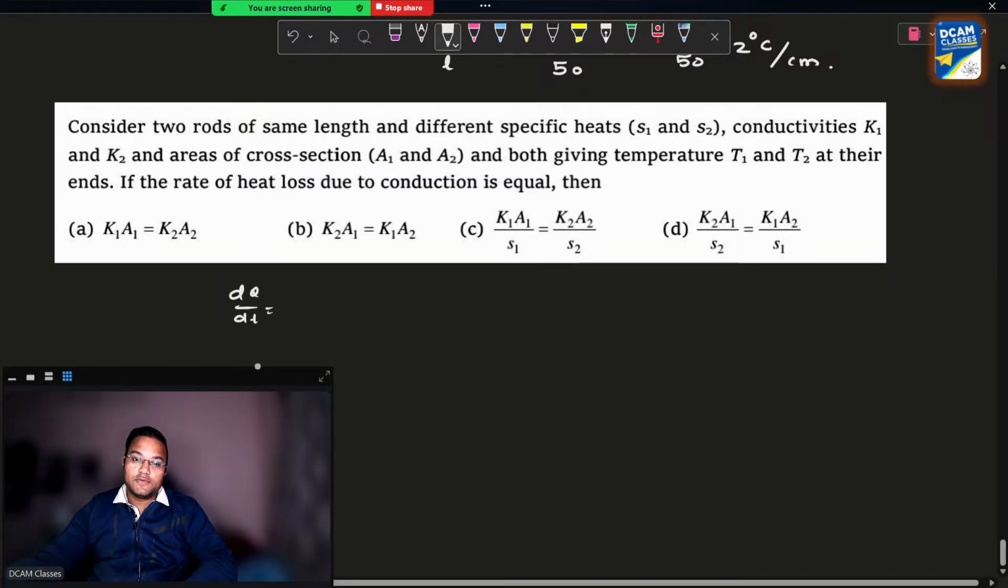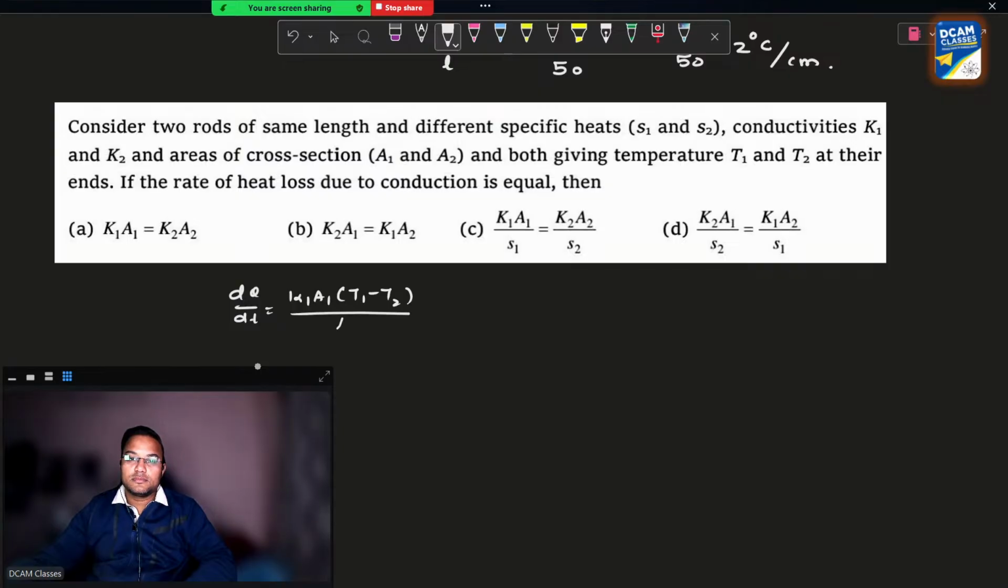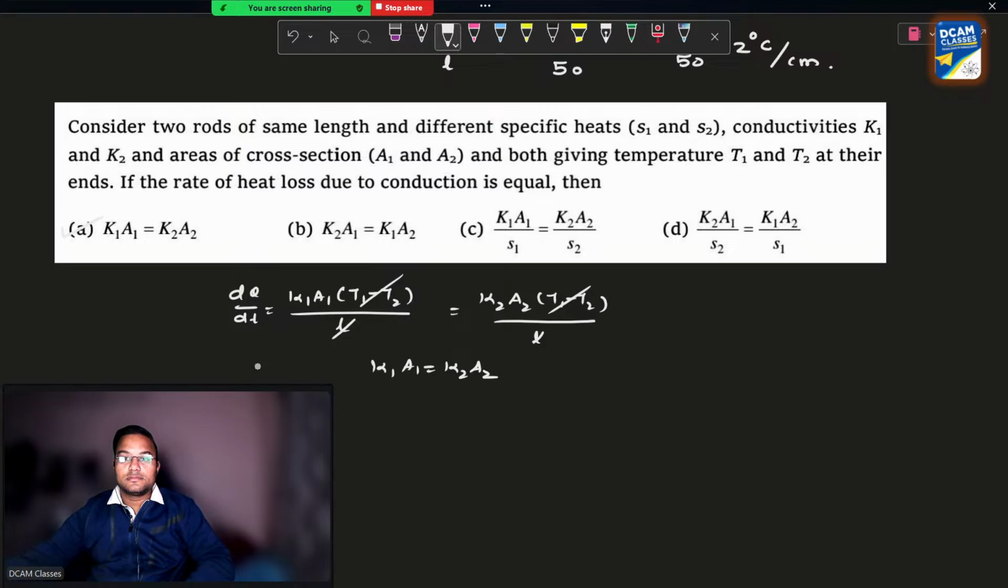In the first one, it will be K1A1 into T1 minus T2 at the ends. Length is same. This will also be equal to K2A2 into T1 minus T2 by L. L gets cancelled. So K1A1 is equal to K2A2. Simple question. This is even somewhat difficult one.